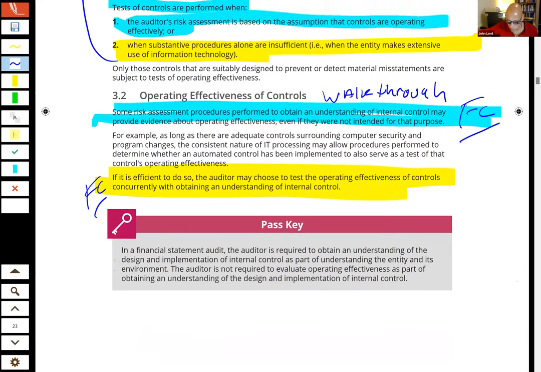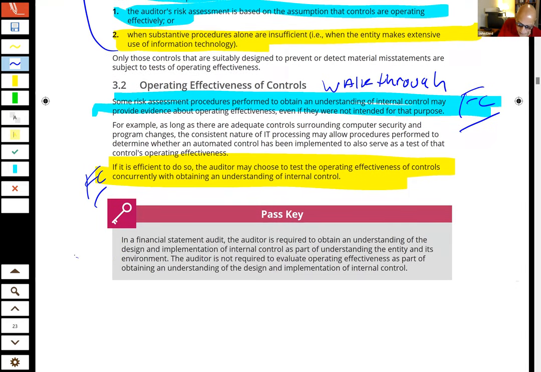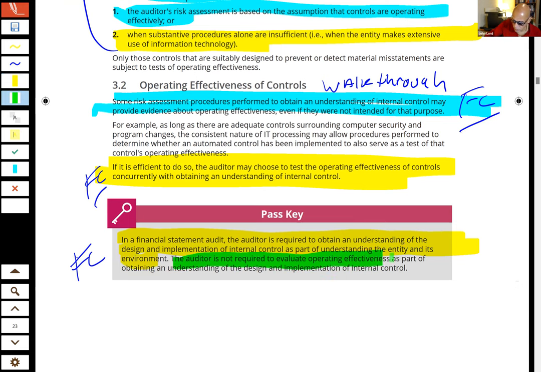Now we come down and let's flashcard this, guys, even though we've said this a number of times. The auditor is required to obtain the understanding of the design and implementation of internal control. The auditor is not required to evaluate the operating effectiveness as a part of obtaining the understanding of the design and implementation. Again, as you're doing that, if you make the assessment of the risk of material misstatement at the maximum, then you may bypass the testing of the operating effectiveness.